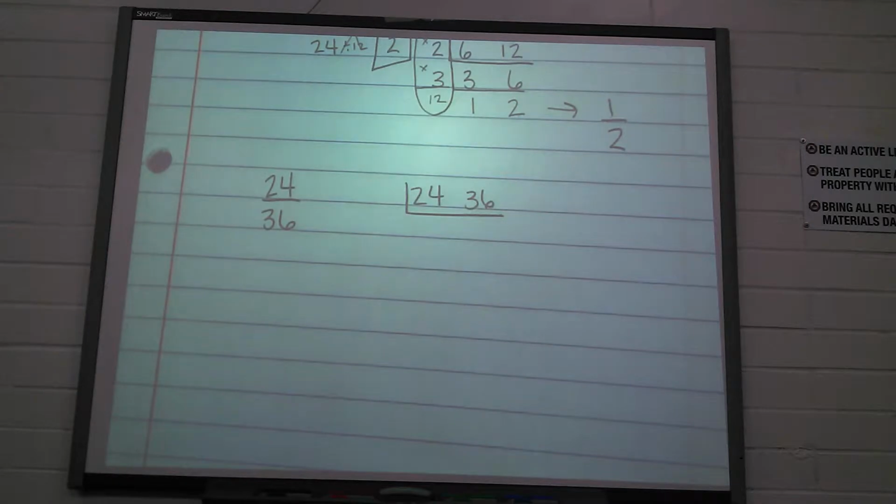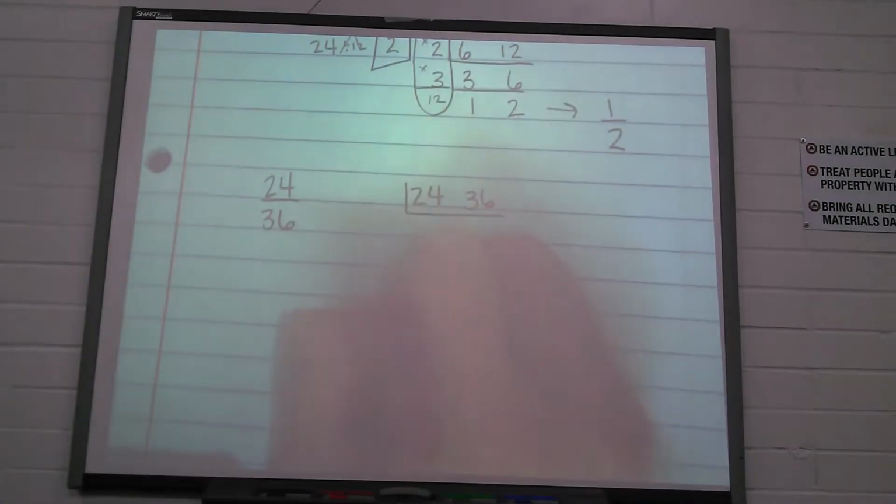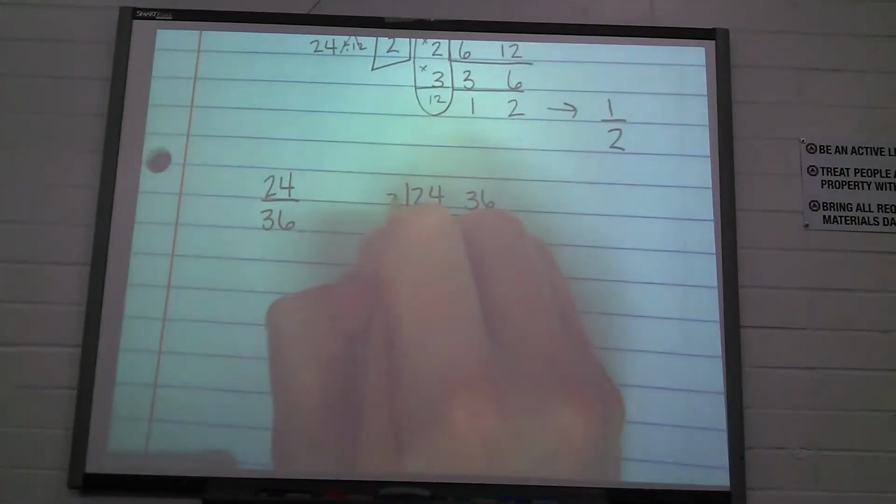All right, let's see if you're correct. Let's start with our divisibility rules. Our lowest prime is 2. Let's start there. Can 2 go into both of these numbers? Yes, because they are both even.